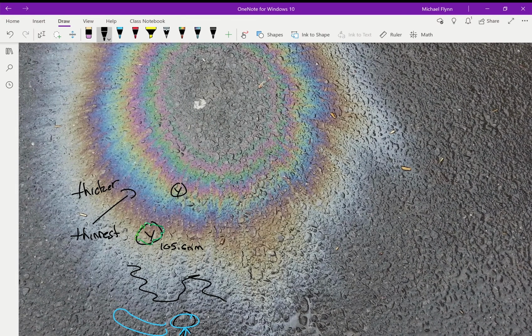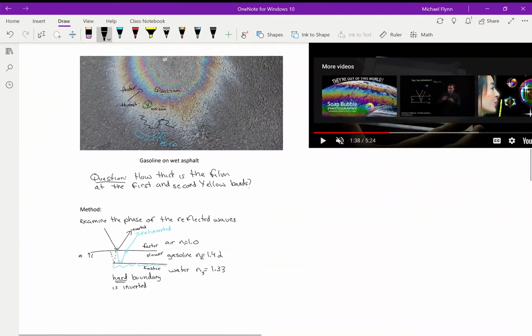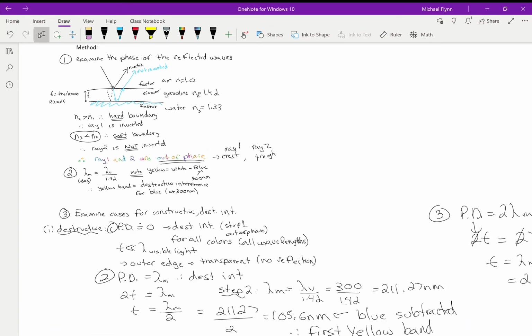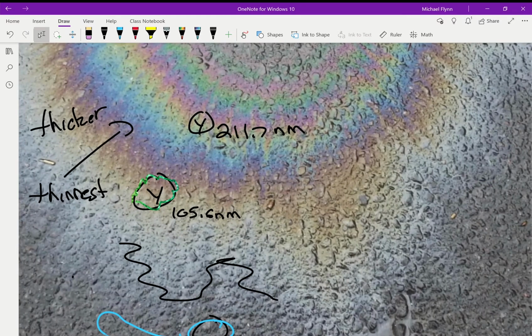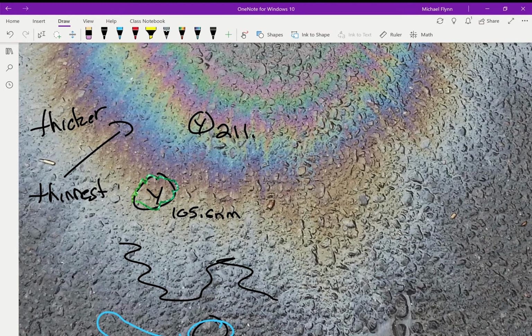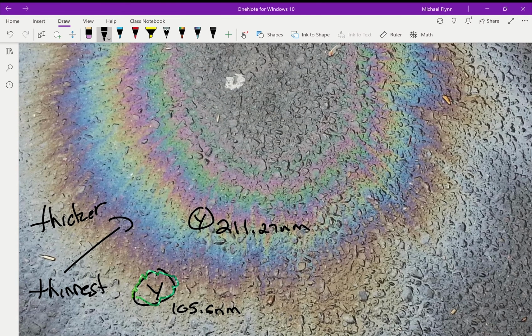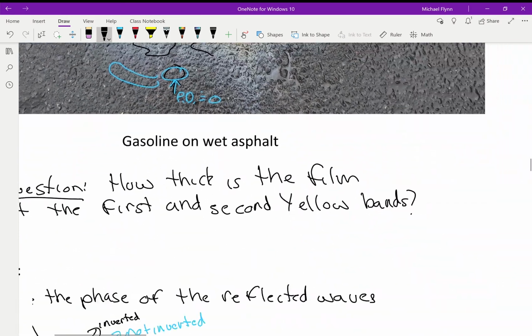So here, this second yellow band is 211.7 nanometers of thickness. Did I say 0.7? I don't remember what I said. 0.27, pardon me. So 211.27 nanometers of thickness, and that is the second yellow band. Now, we could keep going. There should be a third yellow band, and you can see it right in here. So there's our third yellow band, and we could just keep going.